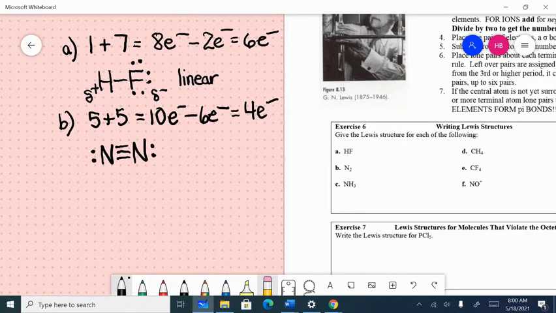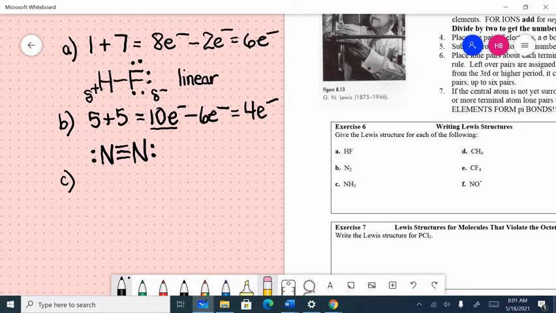And I can double check that I represented all 10 of my valence electrons. 2, 4, 6 with my triple bond. 7, 8, 9, 10. I'm good. This is non-polar because each of the nitrogens is identical.